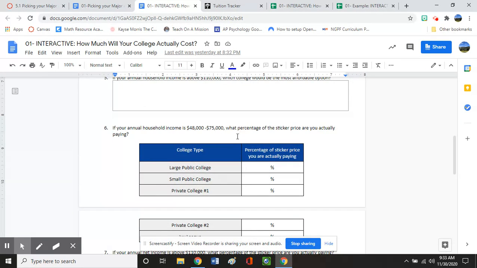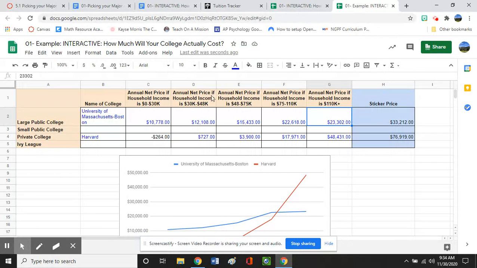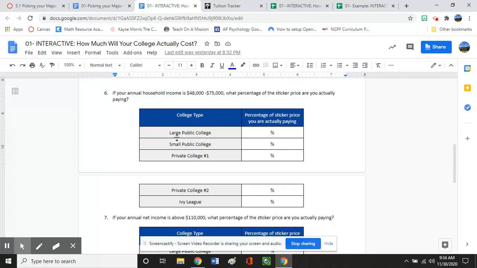Also, how do you think you'd figure out a percentage of your sticker price and your actual paying? So for our large public college, whatever your income is, you're going to take that number and divide it by the sticker price. Make sure it's going to give you a decimal, so make sure that you move that decimal 2 places to the right, and that will be your percentage.